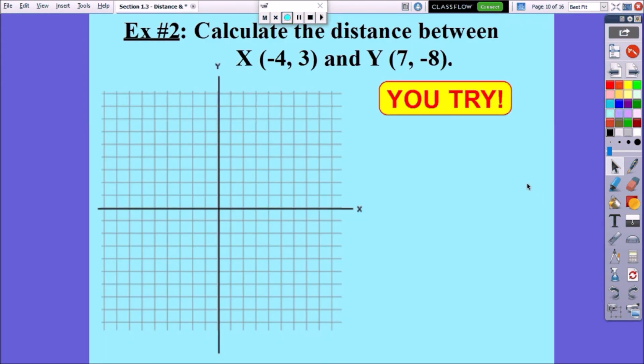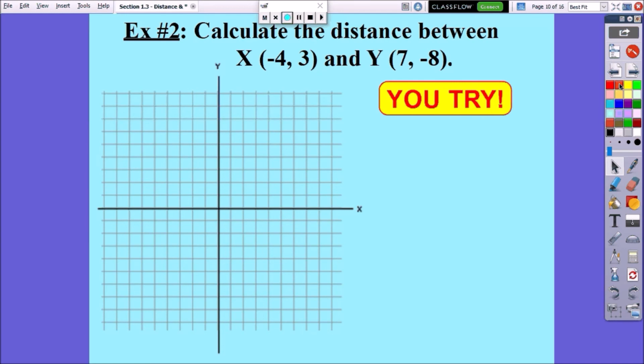Now, I'm going to leave this problem for you guys to try. And if you want to use the graph, use the graph. Plot the 2 points, connect them, make your right triangle, count your vertical and horizontal pieces, and do the Pythagorean theorem. Or if you want to subtract your x coordinates and your y coordinates to get your a and b for the Pythagorean theorem, and then use the Pythagorean theorem, go with that route.